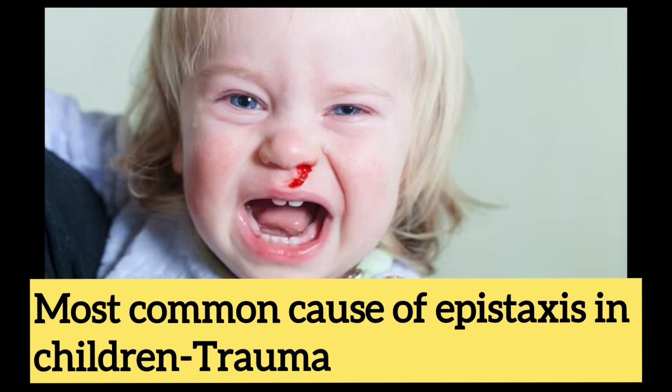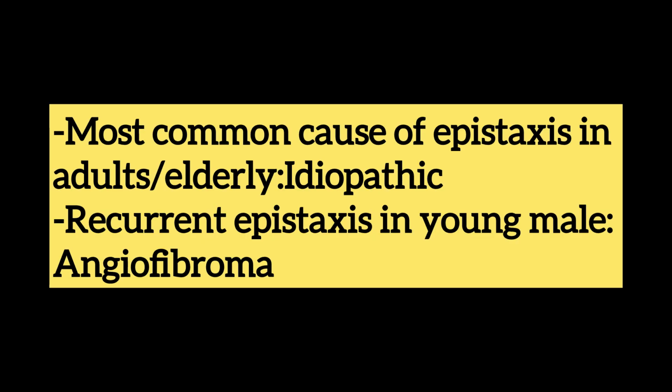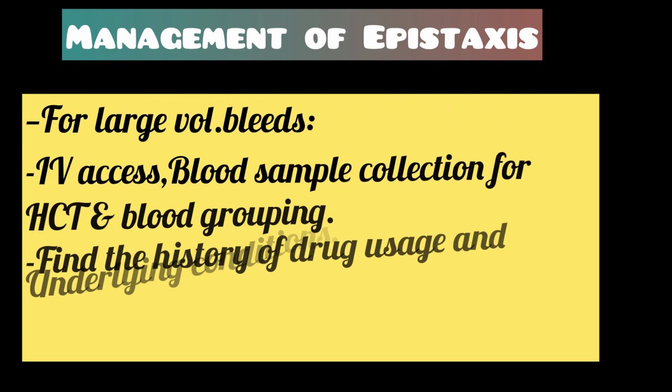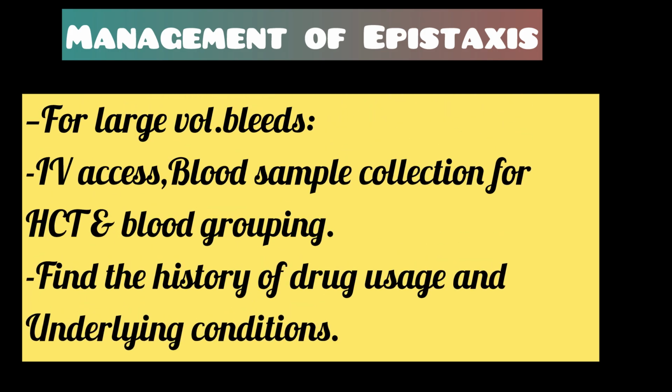Most common cause of epistaxis in children is trauma. Coming to adults or elderly, most common cause of epistaxis is idiopathic, and if there is recurrent epistaxis in young male, rule out angiofibroma. Coming to management of the epistaxis, for the large volume bleeds, we need to get the IV access and get the blood sample for the hematocrit and blood grouping. Also, find out the history of any drug usage and underlying conditions.